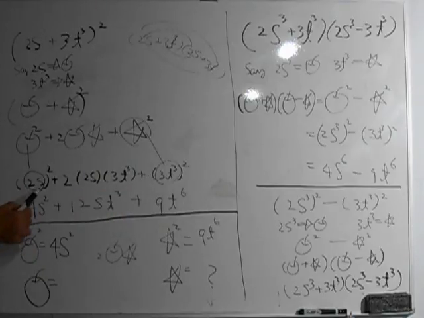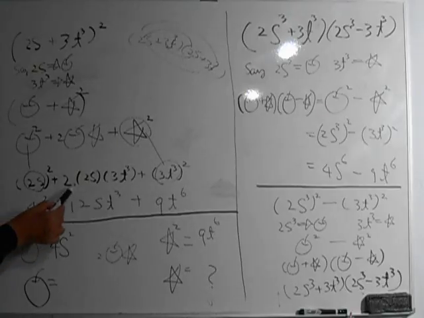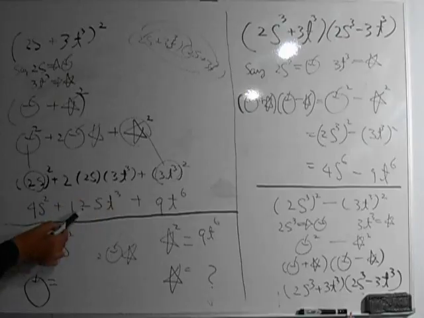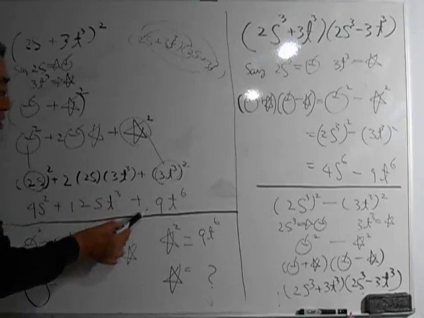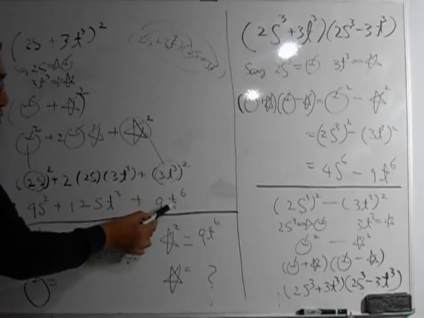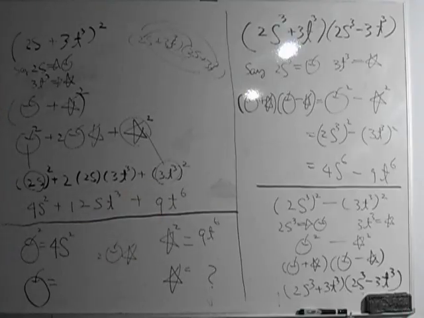Then once you distribute: 4s^2 plus 2 times 2 times 3 is 12, s times t^3, plus 9t^6. Okay, this is the distribution equation.